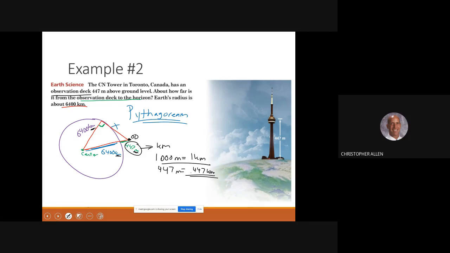So that's what we're going to use. In other words, I'm going to draw a separate triangle down here. I'm going to make a new right triangle. I'm going to put the little right angle here. I'm going to put the X there. This is 6,400. This distance down here is 6,400.447.